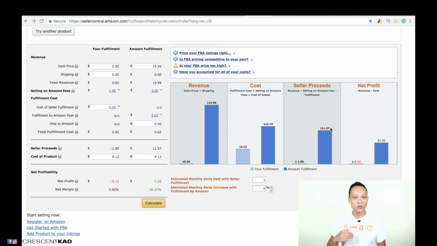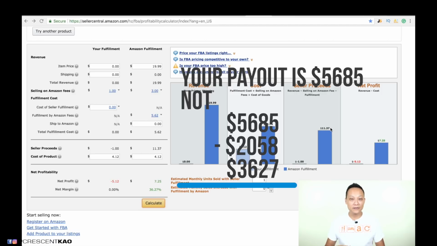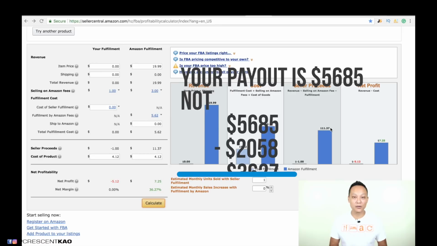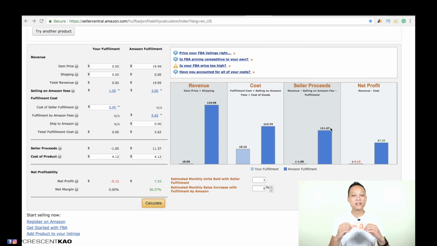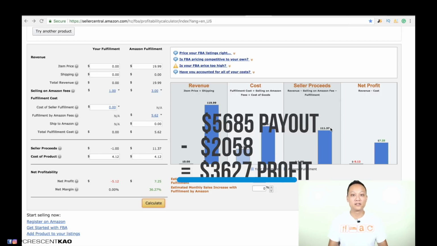Okay, and so you have to also remember that you already paid for the original 500 units. So out of the $5,685, you already paid the $2,058. You don't need to deduct it again, okay? And then if you have to order another 500 units, subtract another $2,058. You already paid for it. That's where the confusion is, where a lot of people are wondering, how come I'm not making the money that I've projected at the end of the day? Well, that's because you're subtracting your original investment twice, okay?